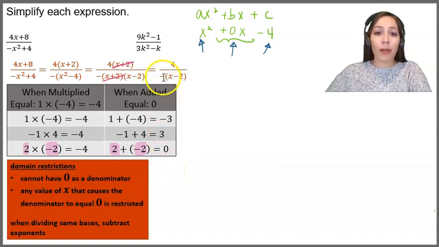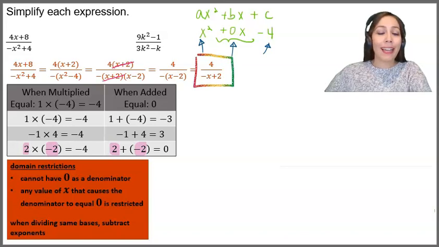Now from here, I'm going to go ahead and distribute that negative back through into my problem. So I end up getting negative x plus 2 in the denominator. So my final answer is 4 over negative x plus 2.